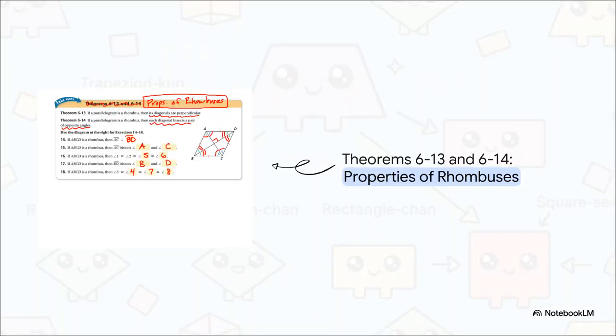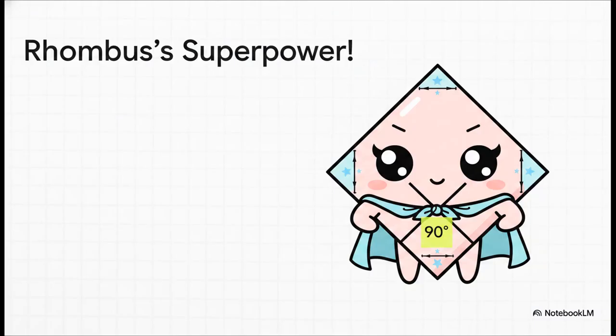Now let's meet the other sibling, the rhombus. I actually like to jokingly call the rhombus a tilted square. You see, if the rectangle chose perfect right angles, the rhombus went in a completely different direction and chose perfect side lengths. Because of this structural choice, its diagonals become strictly perpendicular, and each diagonal perfectly bisects a pair of opposite corner angles.